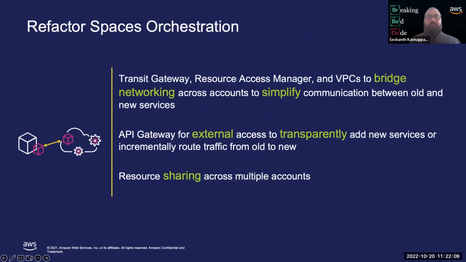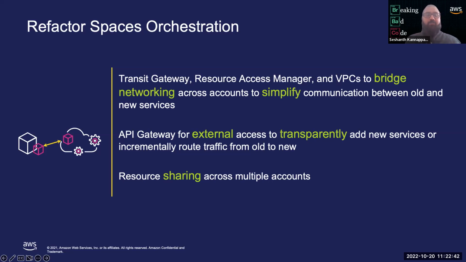So we orchestrate several AWS services here for you, right? We're helping you set up a transit gateway, a resource access manager or RAM, which you're probably currently using for shared VPCs and so on, to help bridge networking across accounts to simplify the communication between old and new, right? And we're also helping you use API Gateway to help with incremental changes that are shielded from application consumers.